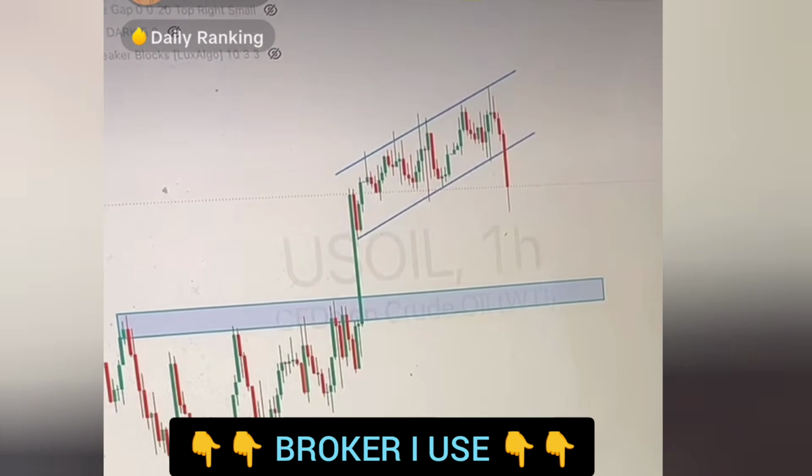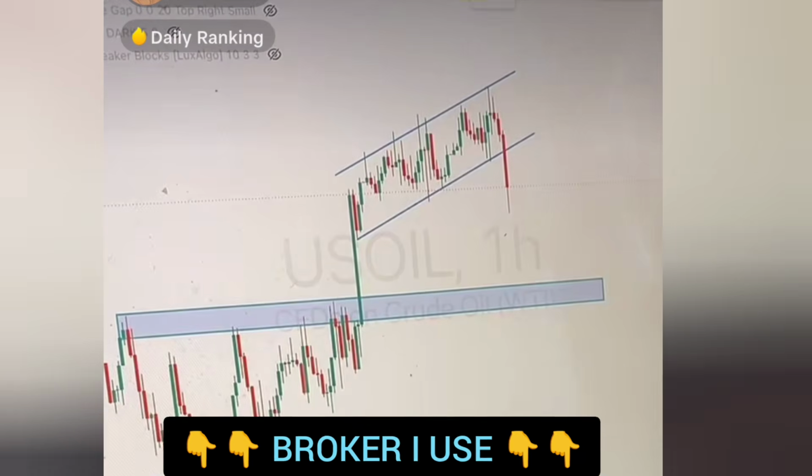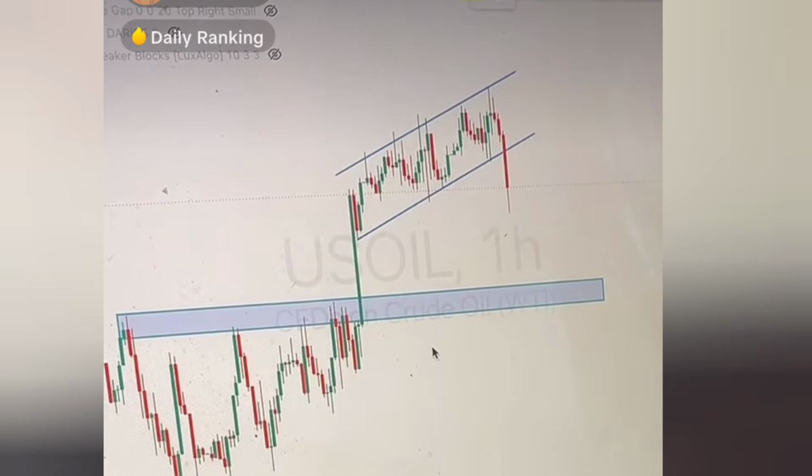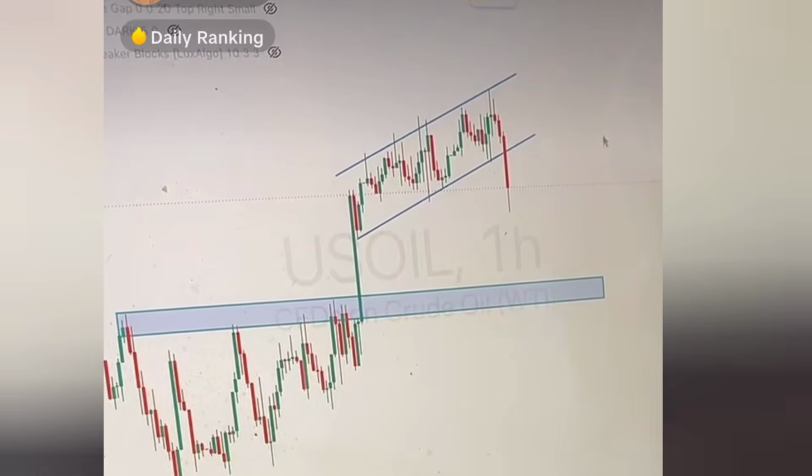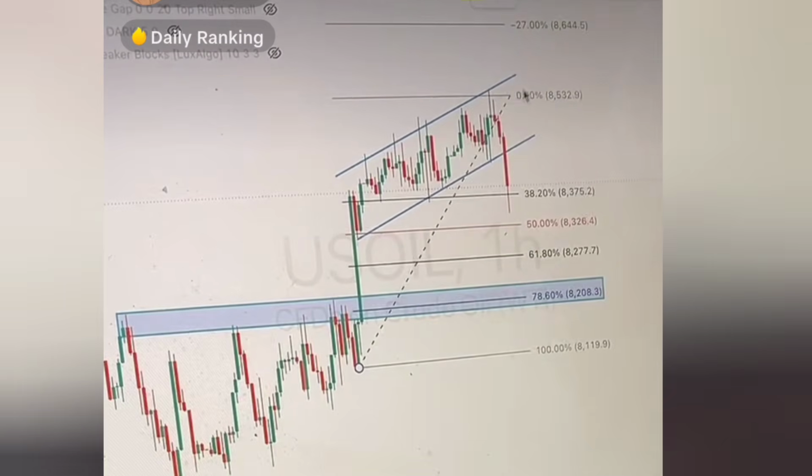Now, this 1 hour time frame, where are we going to use our Fibonacci from? From this low, right? Yes. The most recent, which is this low right here. Okay, good. Take it all the way up to the highest point, right? Right there.